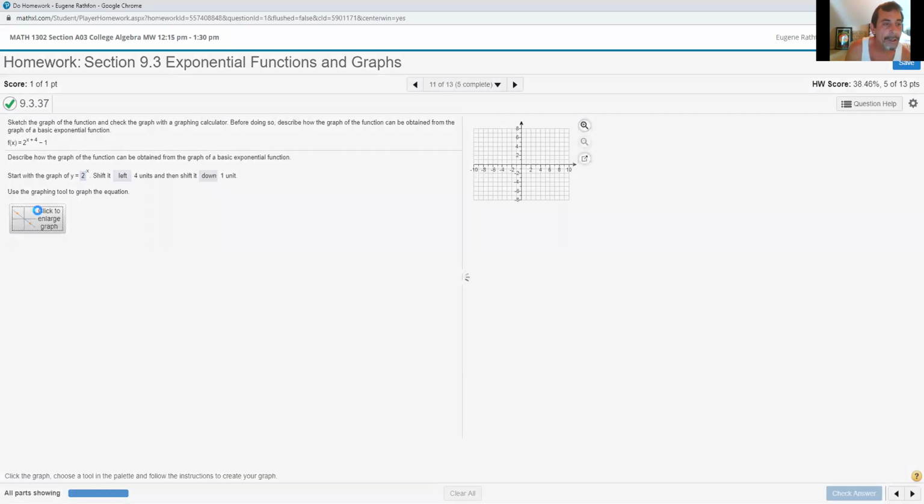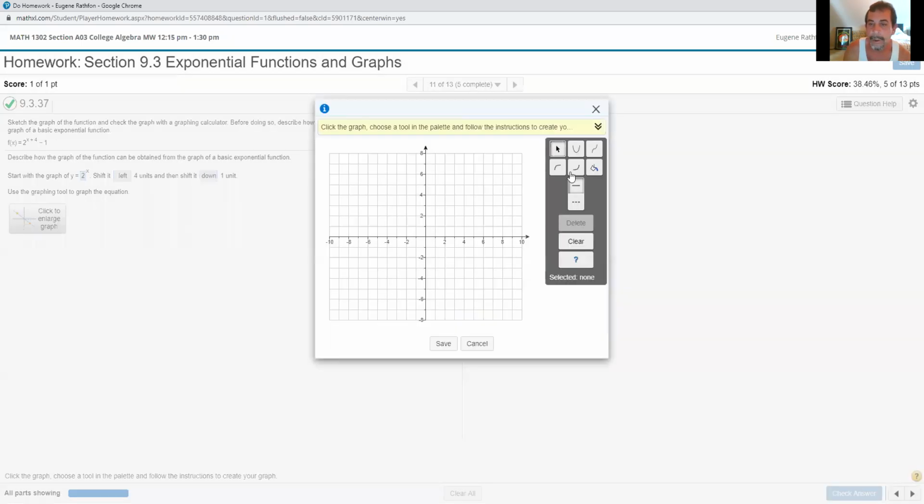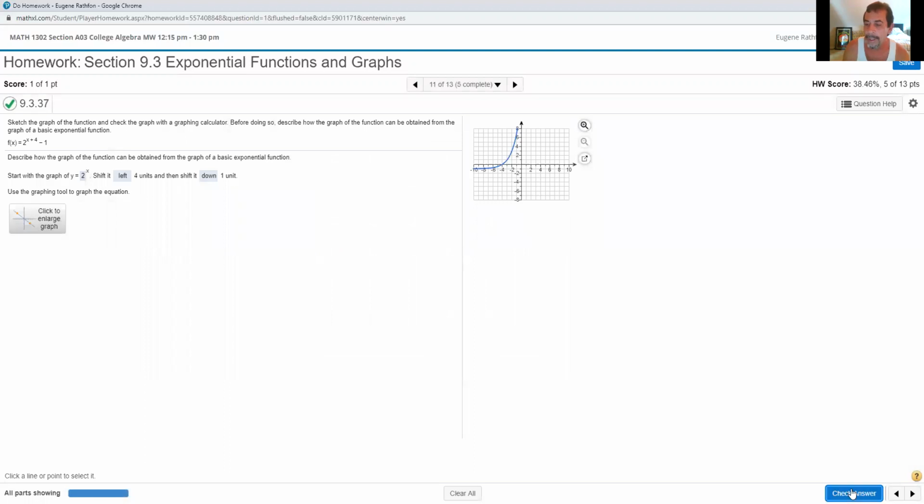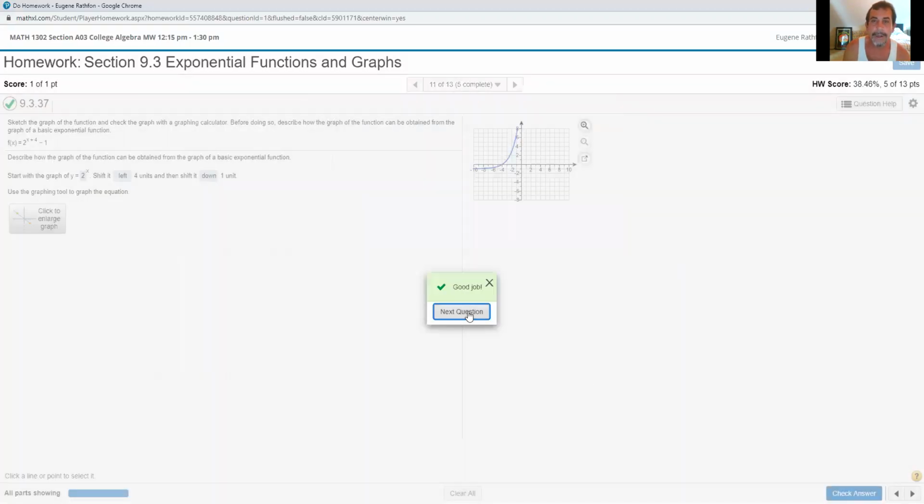All right, so let's click the enlarge. Start with our exponential. Start it in the center. That's going to pop open our box. So we went left 4 units. So that's horizontal, left 4. I went 1 unit down. So that's vertical, 1 unit down. That looks like the only moves we had on that. Other than we better change that base down there to a 2. Okay, so if we leave it at E, it will mark these wrong. All right, so we got our moves in, check answer, and be done.